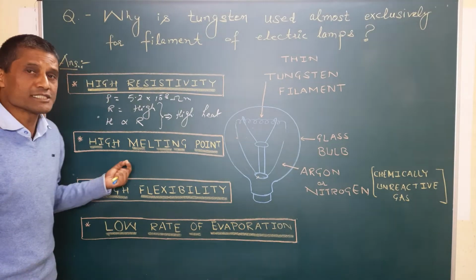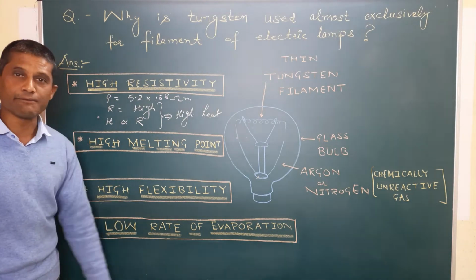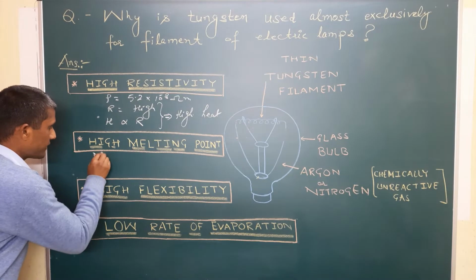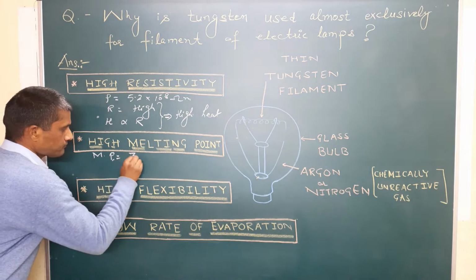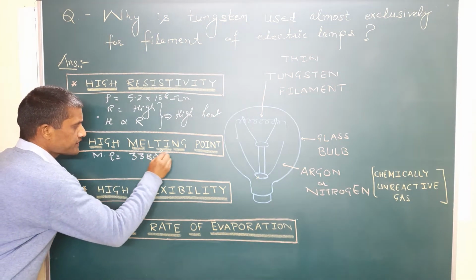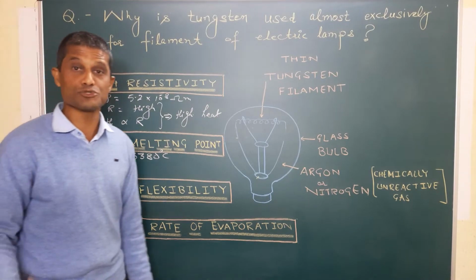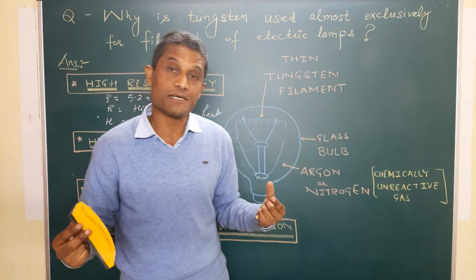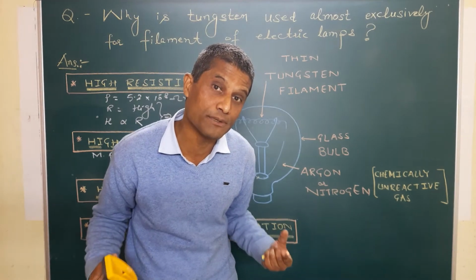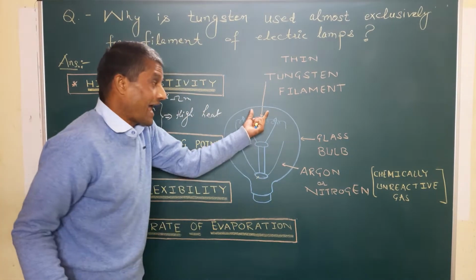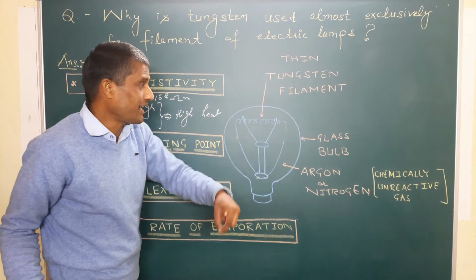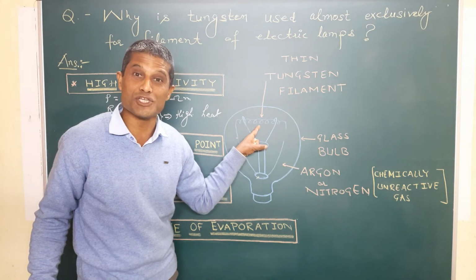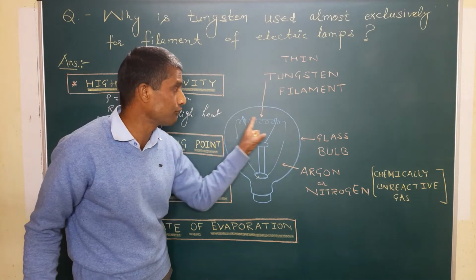Number two, as another added advantage, its melting point is very high. The melting point of tungsten is 3380 degrees centigrade. Why is this needed? It needs a high melting point because it has to withstand the tremendous amount of heat which is going to be produced in it. If it had a low melting point, it would not survive the amount of heat generated when current begins to flow through it.